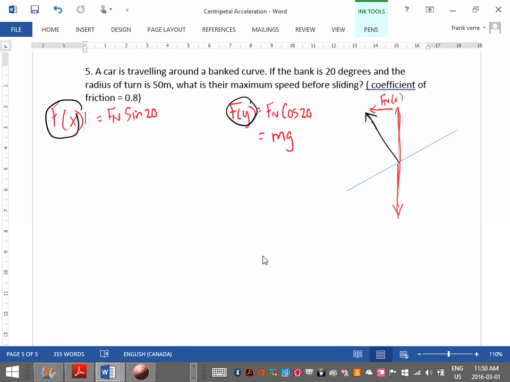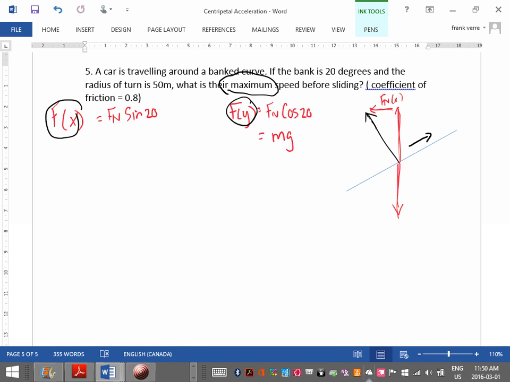The question says, what is their maximum speed before sliding? So maximum speed before sliding. If I change this one word to minimum speed, it changes everything. Okay? So what do you think this question means? Maximum speed before sliding. Sliding which way? The faster you go, the more you're going to want to go up the ramp, right? You're going to want to push out, away from the center. So this is actually referring to sliding up the ramp.